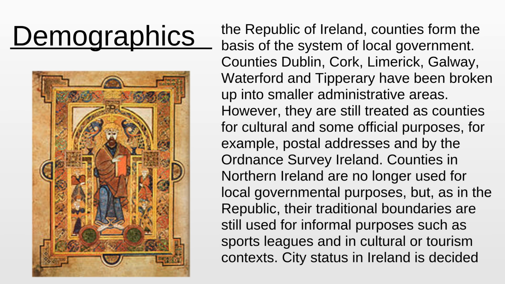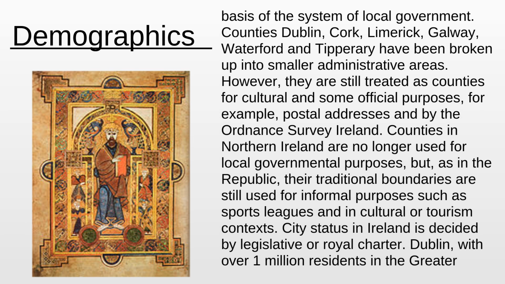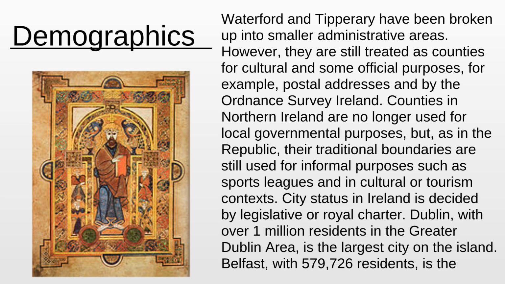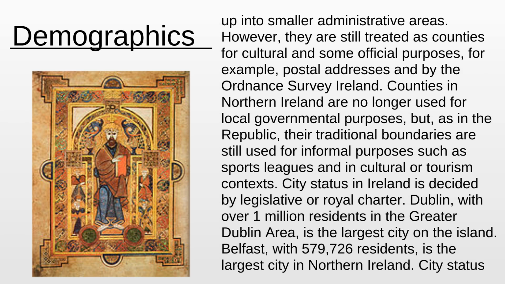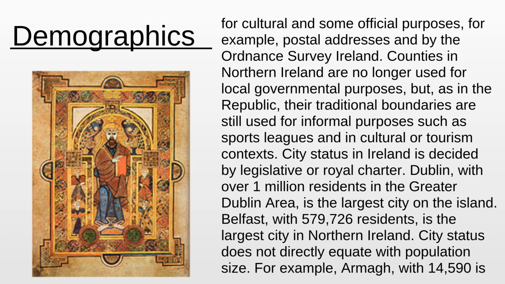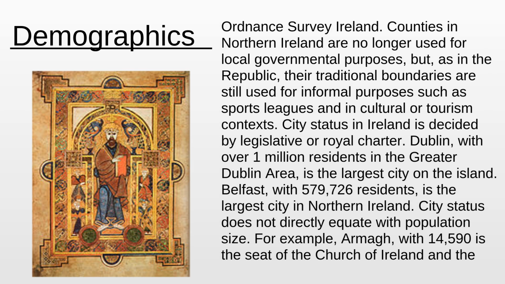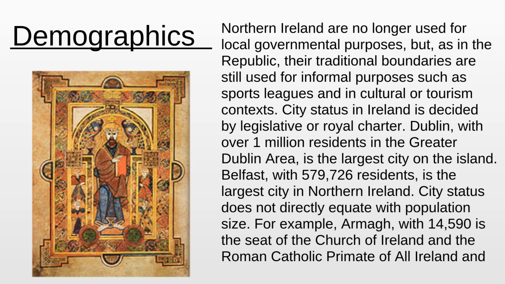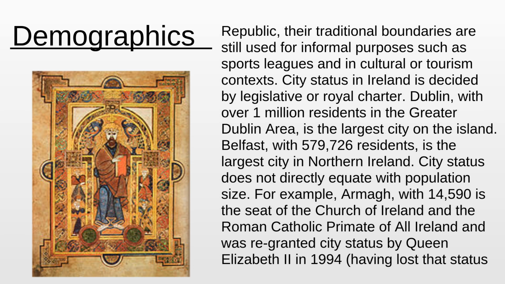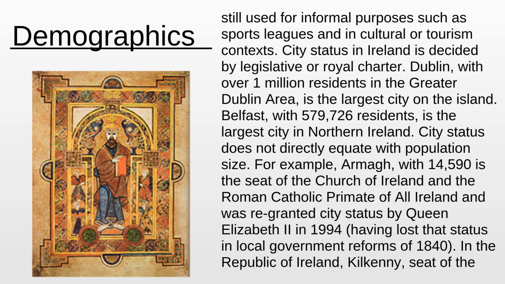In the Republic of Ireland, counties form the basis of the system of local government. Counties Dublin, Cork, Limerick, Galway, Waterford and Tipperary have been broken up into smaller administrative areas. However, they are still treated as counties for cultural and some official purposes, for example, postal addresses and by the Ordnance Survey Ireland. Counties in Northern Ireland are no longer used for local governmental purposes, but, as in the Republic, their traditional boundaries are still used for informal purposes such as sports leagues and in cultural or tourism contexts.